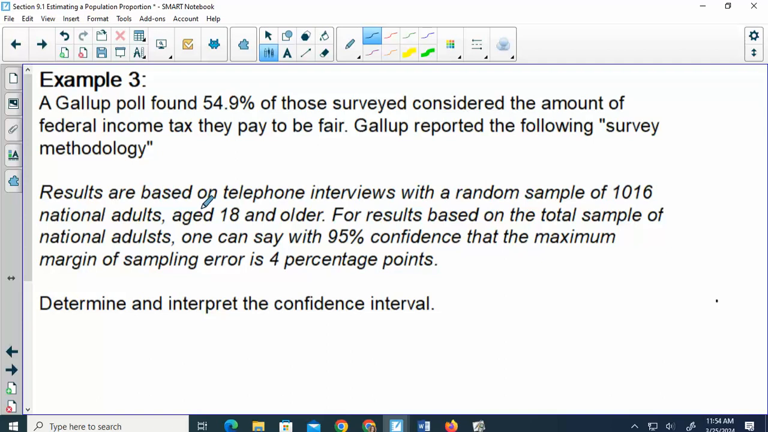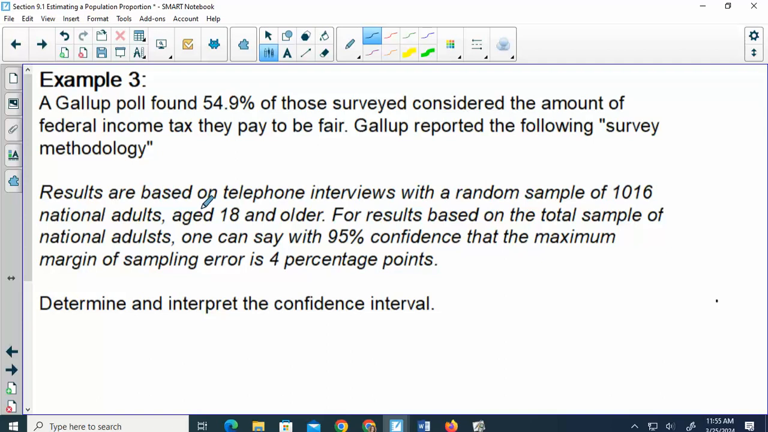Alright, a Gallup poll found 54.9% of those surveyed considered the amount of federal income tax they pay to be fair. Gallup reported the following survey methodology. Results are based on telephone interviews of 1,016 national adults aged 18 or older. For results based on the total sample of national adults, one can say with 95% confidence that the maximum margin of sampling error is 4 percentage points. Determine and interpret the confidence interval.